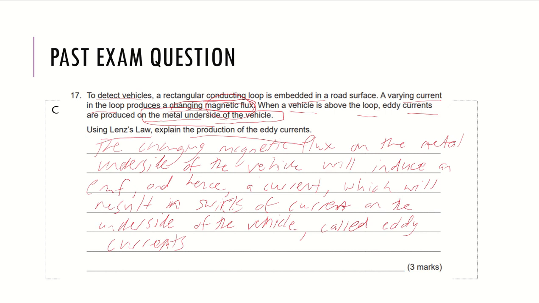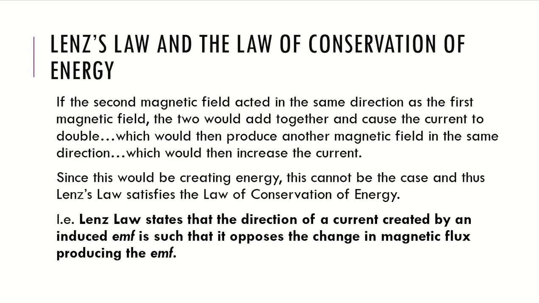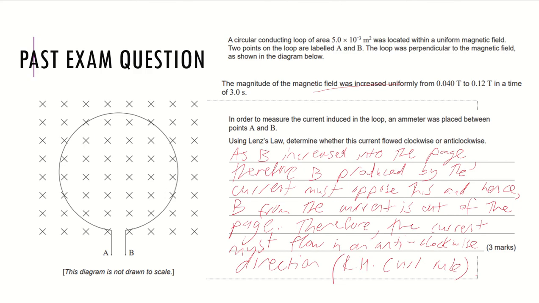Now, the direction of these currents, you can work them out using Lenz's law. And Lenz's law, one more time to recap, states that the direction of the current created by the induced EMF opposes the change of magnetic flux that produced it in the first place. So the magnetic field's going into the page to induce the EMF through the wire. Therefore, the current is producing a magnetic field that comes out of the page. And if you use your right-hand rule, out of the page would mean it's flowing in an anti-clockwise direction.